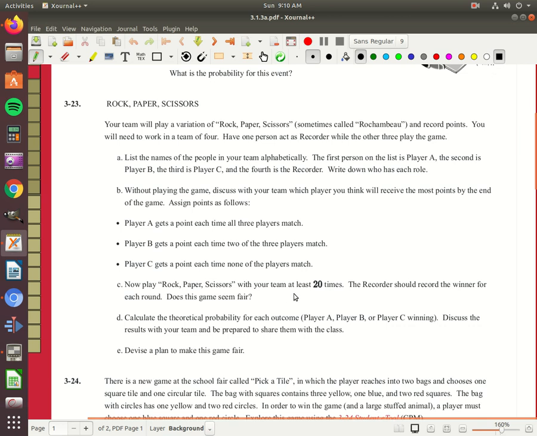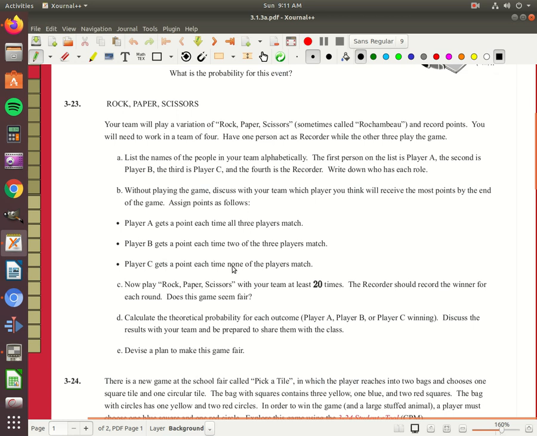So obviously we're not going to be able to play 20 times, but we can do D, calculate the probability for each outcome of whether A, B, or C will get a point. So again, what would be good for you to do is just do a quick guess who you think will win, A, B, or C, and then we'll figure out the probability. Typically, it goes to form, and you'll see what I mean in a second.